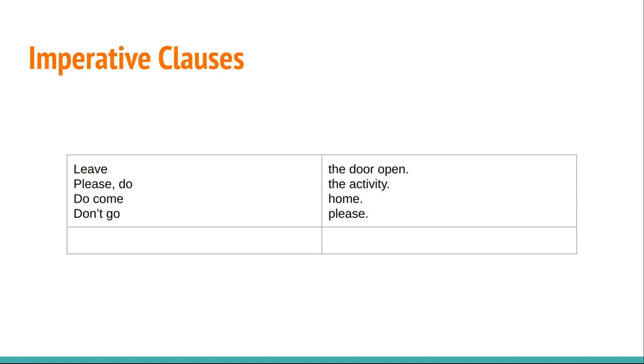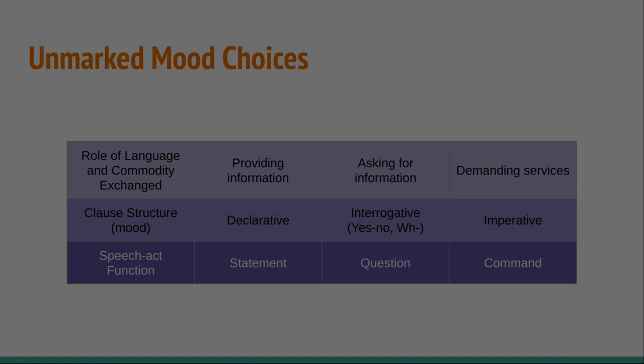Now, whenever we have this type of structure, we start right away with the verb phrase. So we have leave, do come, don't go. Okay, we're starting our clauses with the verb phrase, so these are imperative clauses. Please, here, is a discourse marker to show politeness. So it doesn't matter that it's there at the beginning. We do not consider it. Okay, it's optional. So imperative clauses, as you can see, start with the verb phrase.